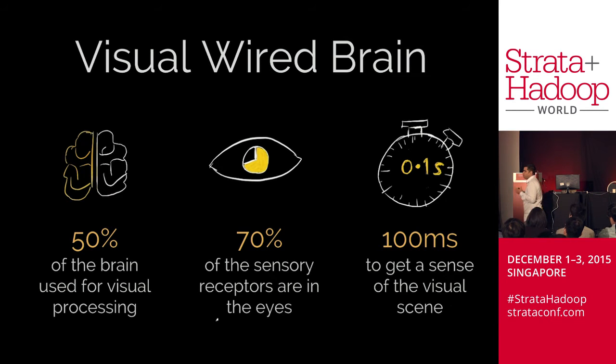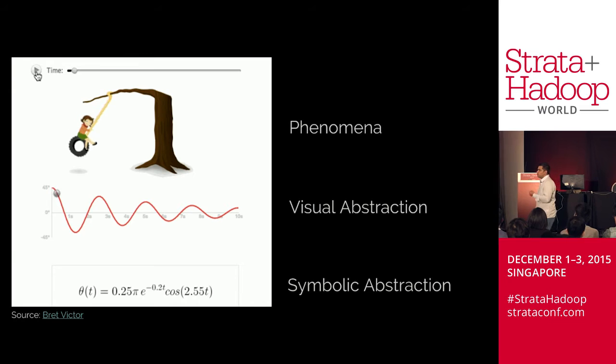Okay, so we are using visualization because we are visually wired. More than 50% of our brain is used for visual processing. 70% of our sensors are in the fovea in the eye. And you can pretty much enter any scene and get a lay of the land in less than a second, or maybe like 100 milliseconds, right? So we are really visually wired, and that's why we want to use visual abstraction.